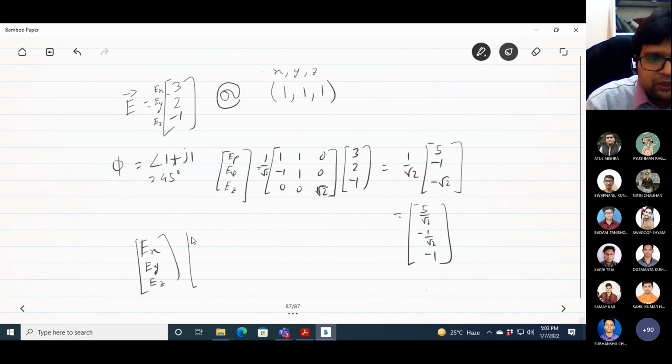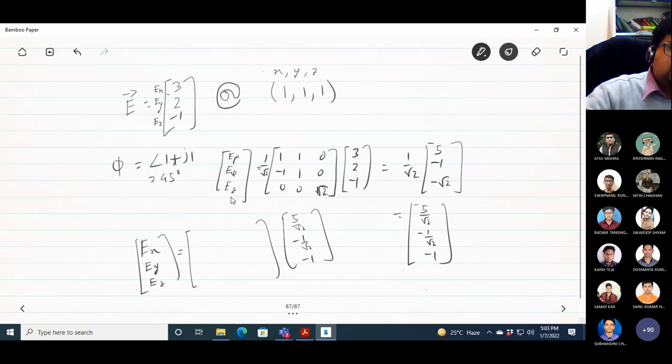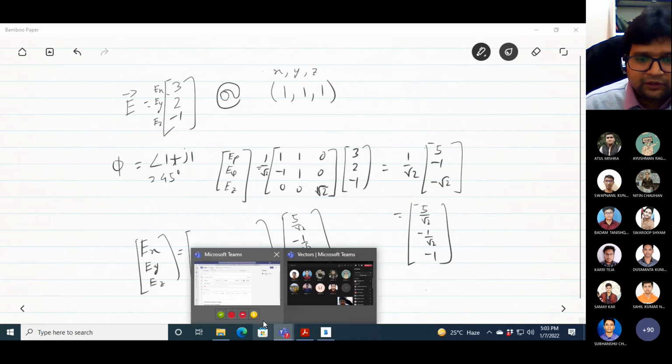You need to multiply by the rotation matrix, the R matrix, on both sides. So you have the R matrix, and then you have this vector: 5 by square root 2, minus 1 by square root 2, and then minus 1. If you multiply, then you will get Ex, Ey, and Ez. So you will get the same result. Obviously, you can test it at your home.